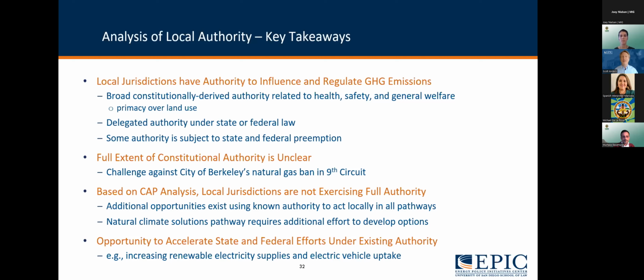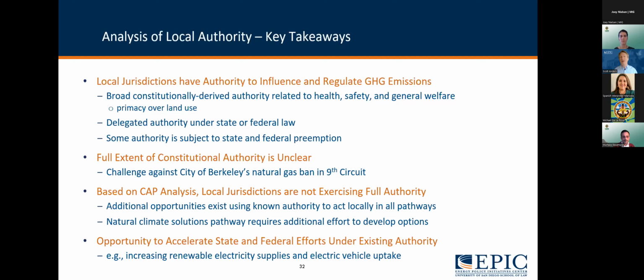And the full extent of constitutional authority is not clear. As an example, the City of Berkeley has adopted an ordinance to ban natural gas in new construction, and that ordinance has been challenged in court and is pending in the 9th Circuit. And the resolution of this case will help us understand a little bit more about what the edges of this authority are.